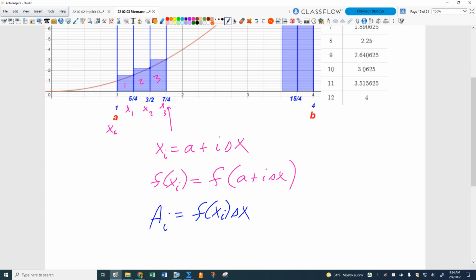So we'll hit this again tomorrow. I know that's a lot of information in a real short period of time, but this is what we're going to end up doing when we start to add up these areas: we're going to take a limit of this eventually as n goes to infinity. And what's going to happen to the width of the subinterval as the number of subintervals goes to infinity? It's going to shrink down to 0, isn't it? Approach 0, yeah.